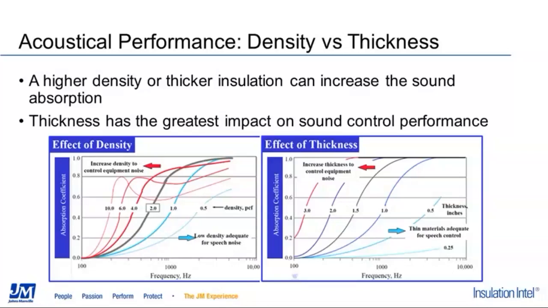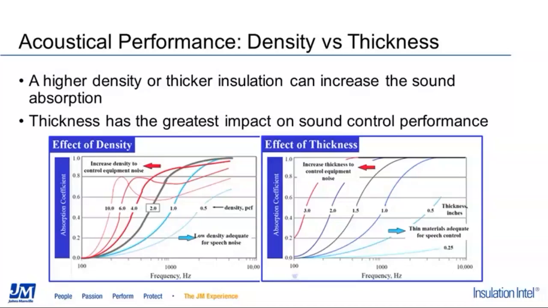This is perhaps the most obvious when we compare Line Acoustic RC to our Line Acoustic RC HP, again the HP meaning high performance. RC HP has a greater density than Line Acoustic RC. However, the greater density only leads to an increase of 0.05 in the NRC value. This marginal increase would not be audible by the human ear.